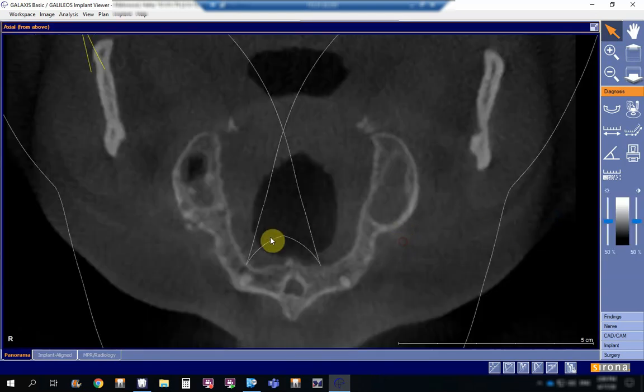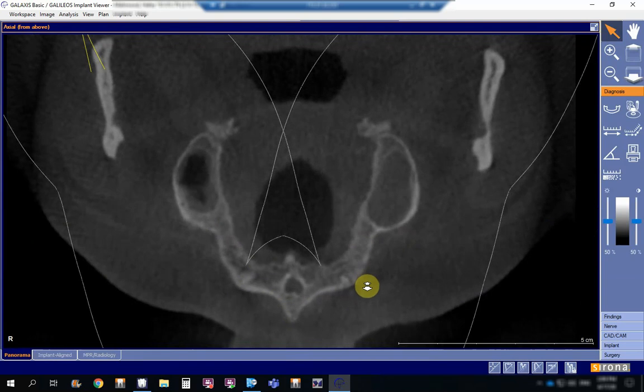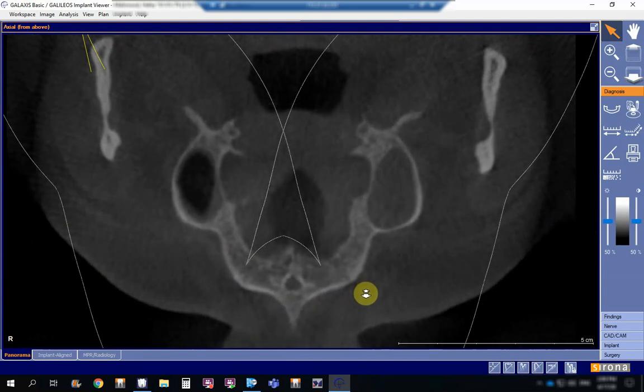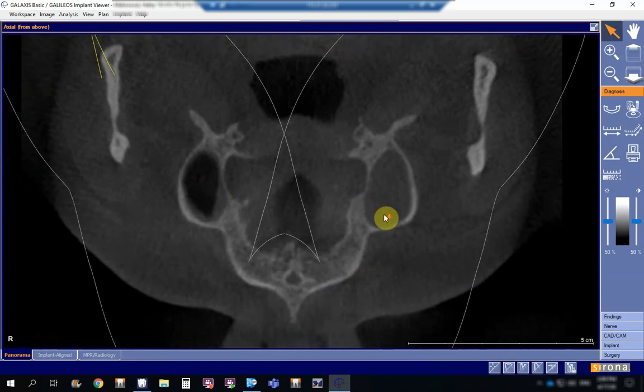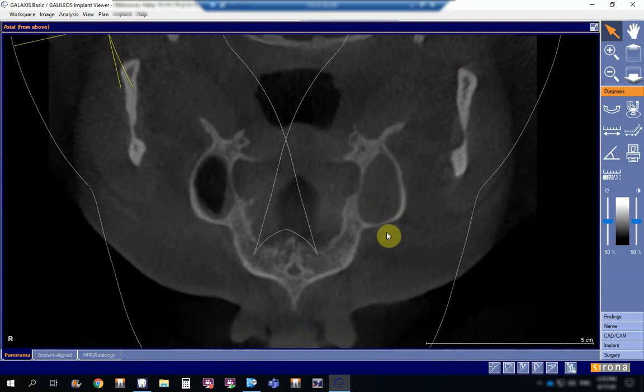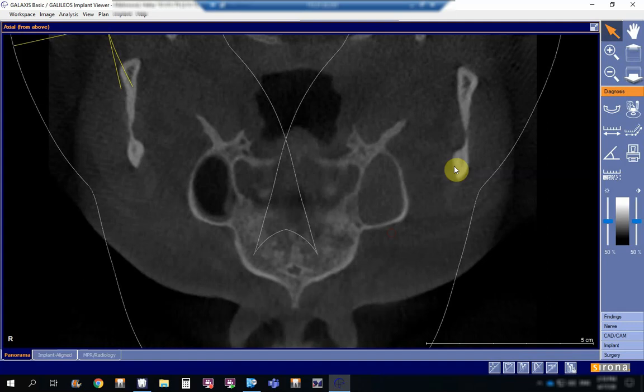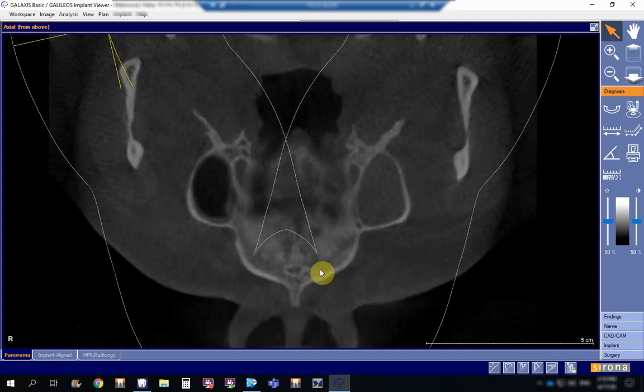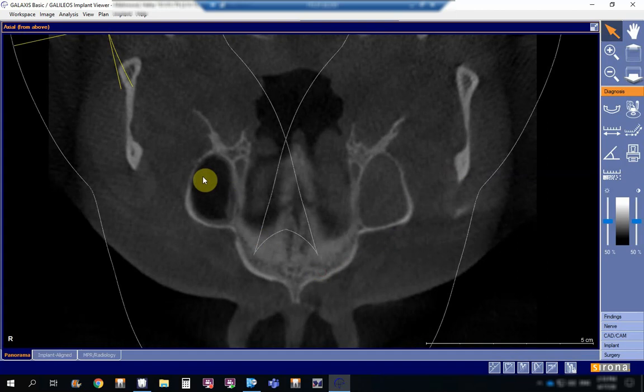You can see that these are the apices of the roots. This is the canine, and this is the anterior nasal spine over here. We're seeing it from the top. Now I am in the maxillary sinuses. This is the left maxillary sinus. This is the right maxillary sinus. The left maxillary sinus does not appear to be clear. We will see afterwards. Now I'm going into the maxilla. Okay, maxilla. The right maxillary sinus appears to be clear.